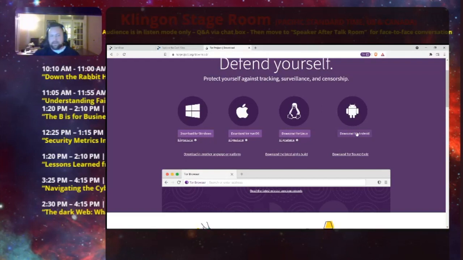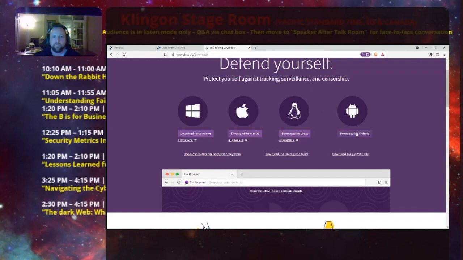So you iPhone users, I am one of them. There are third-party branded Tor browsers for iPhone, but they are not created by the Tor project. So I personally wouldn't trust them. Everyone kind of has to make their own choice with it.